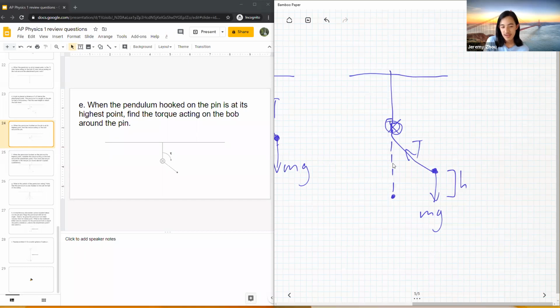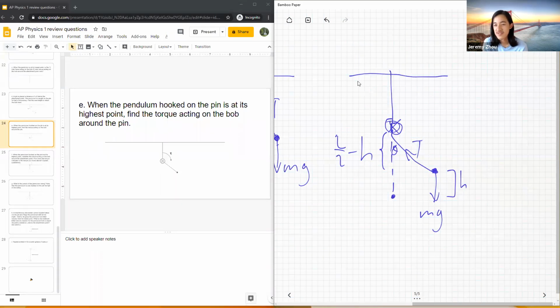So how do you find the angle? Coordinate geometry, trig, pretty much. One way you could do it is, if you want to find R F sine theta, you would need to find this angle. In order to find this angle, this over here is L over 2, and this distance right here is L over 2 minus H. So then you just use trig. Yes.